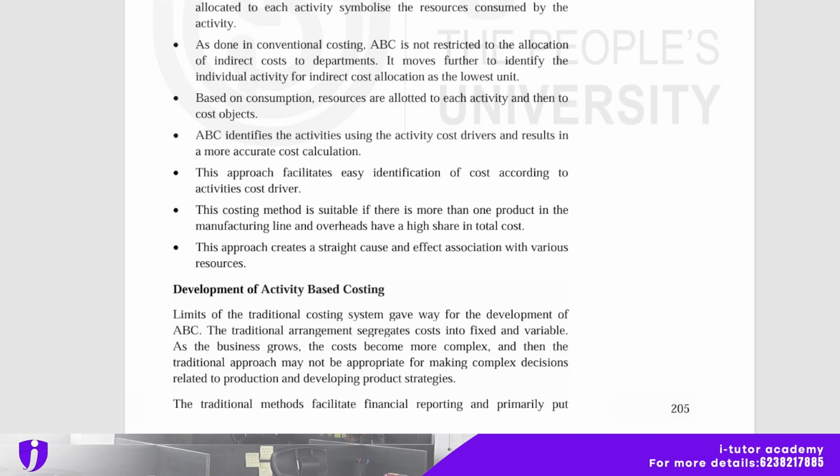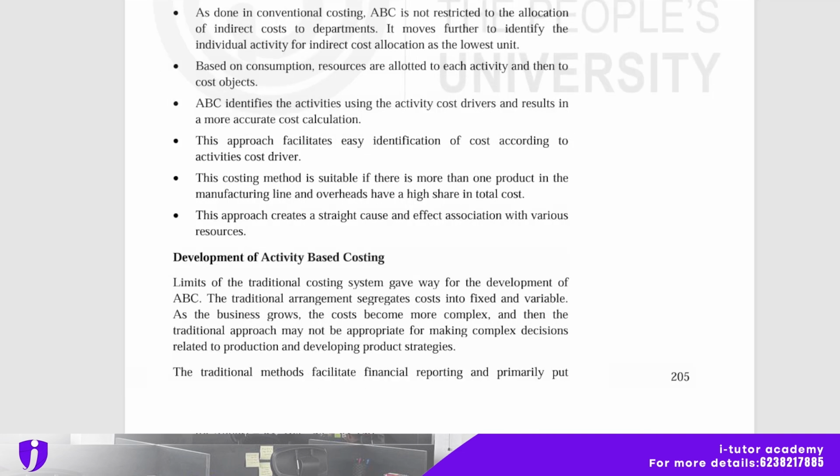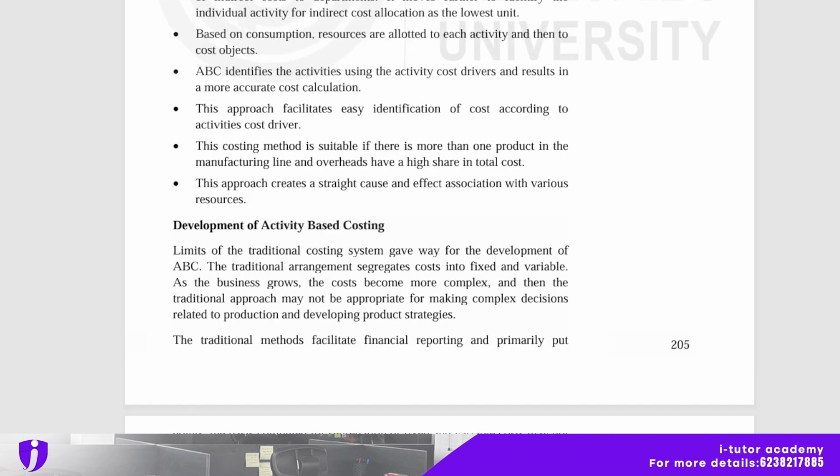ABC identifies the activities using the activity cost drivers and results in more accurate cost calculation. This approach facilitates easy identification of cost according to activities' cost drivers. This costing method is suitable if there is more than one product in the manufacturing line and overheads have a high share in total cost. This approach creates a straight cause and effect relationship associated with the various resources.